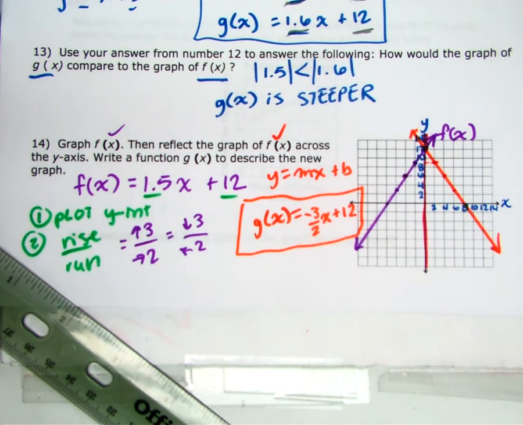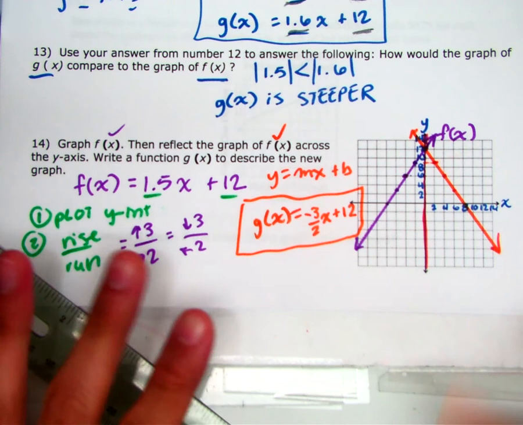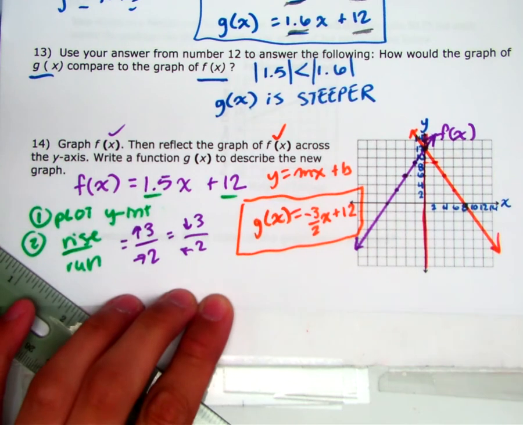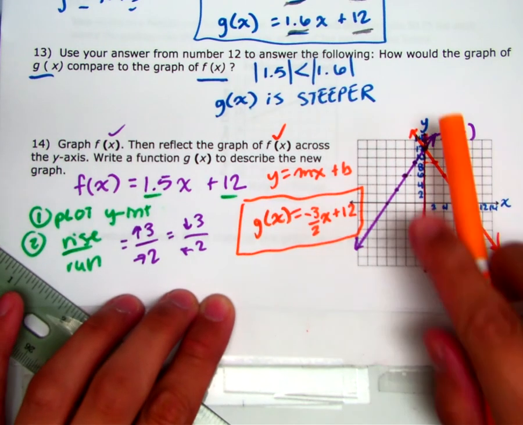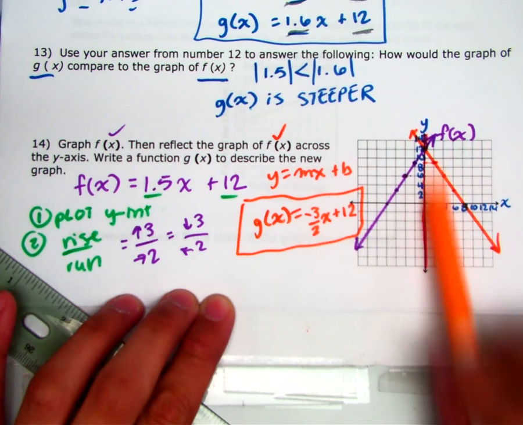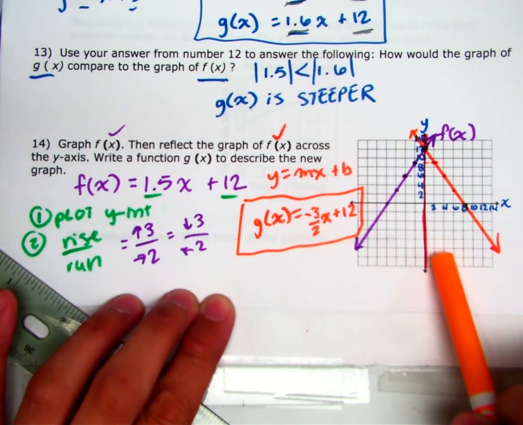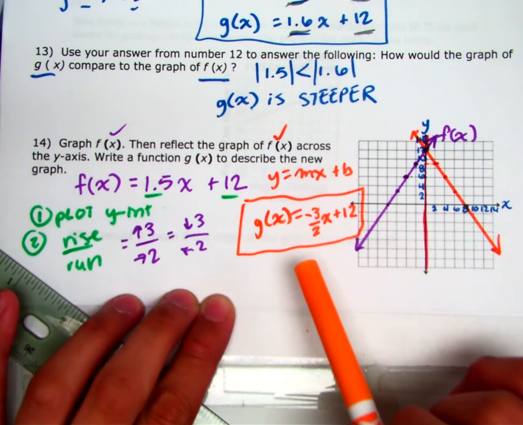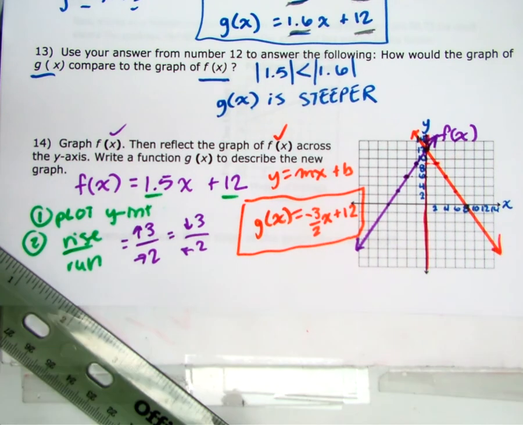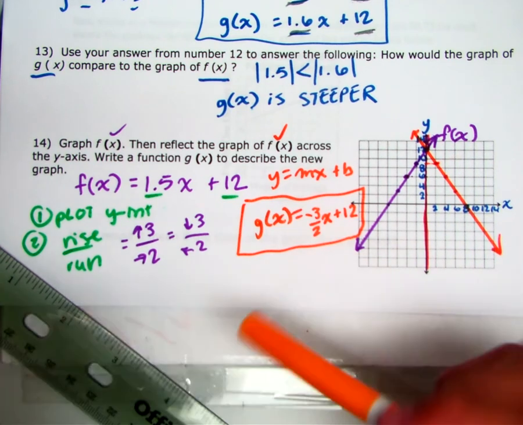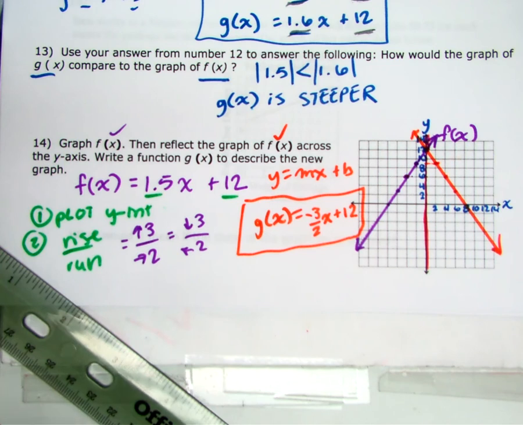So guys, a good property to remember instead of doing this all-out process right here is that if you're reflecting your graph across this y-axis, all you have to do is take the slope and put a negative next to it. Or if it's already a negative, change it to a positive. And that's all you have to do.